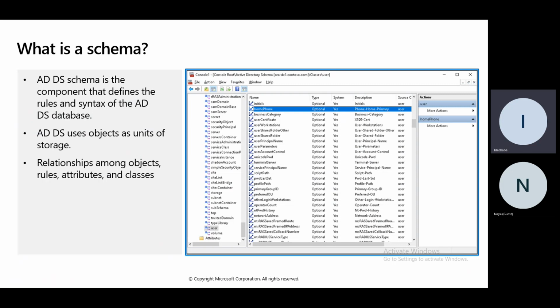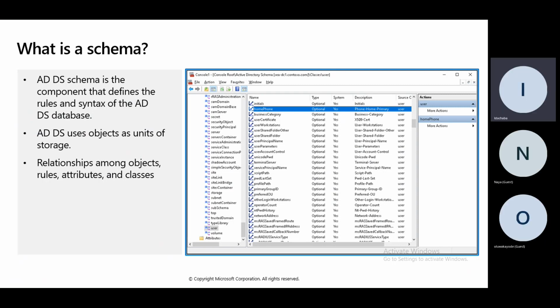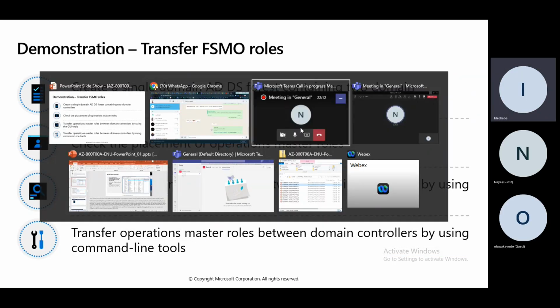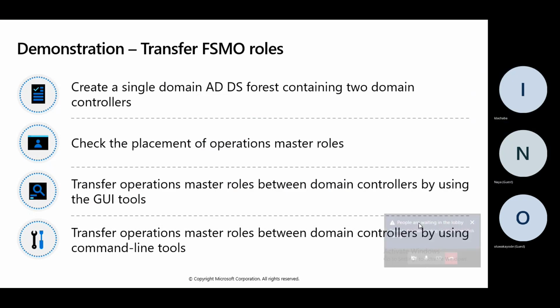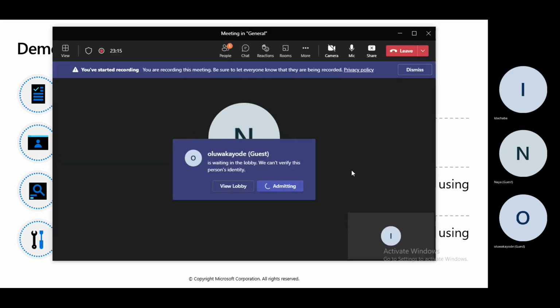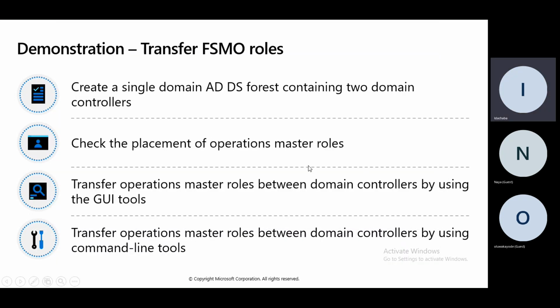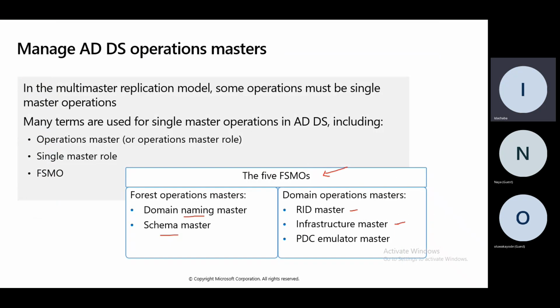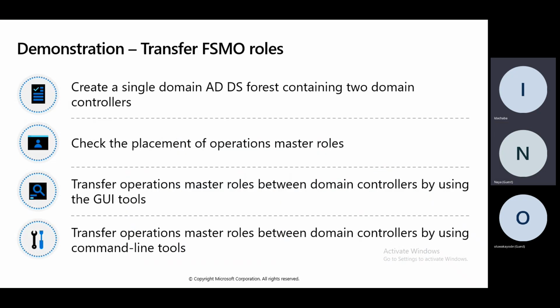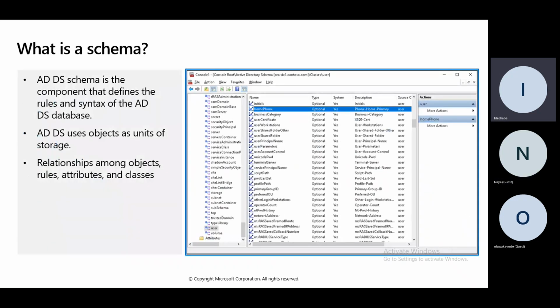Okay, so what's the schema? So this is where we stopped. Remember, we started FSMO. Do you remember the different types of FSMO? We looked at what they can do, how their functions can be done: domain naming master, schema, RID master, infrastructure master, and PDC. So I think you took note the other day. So now we are going to be looking at schemas.